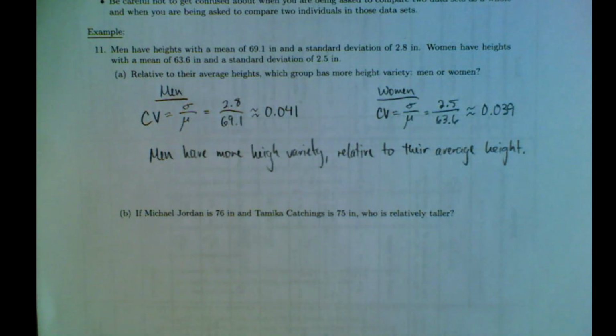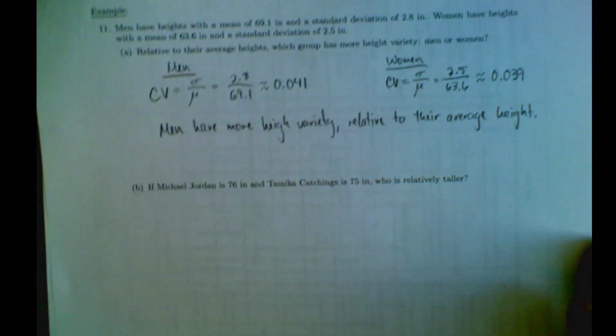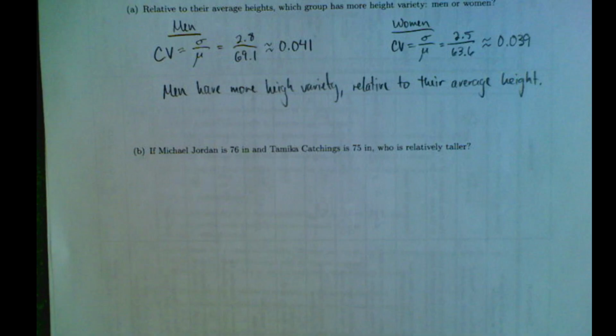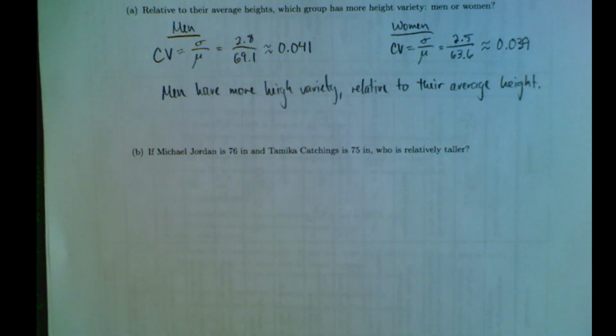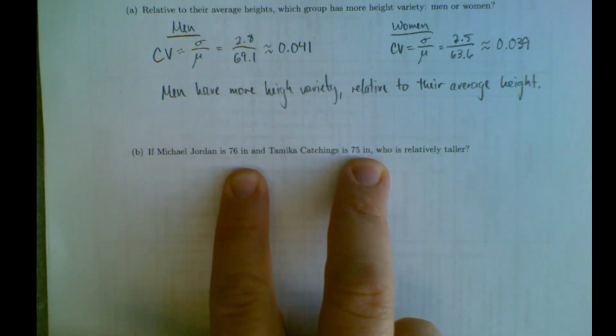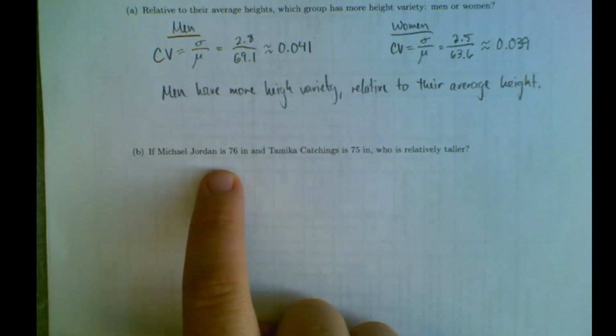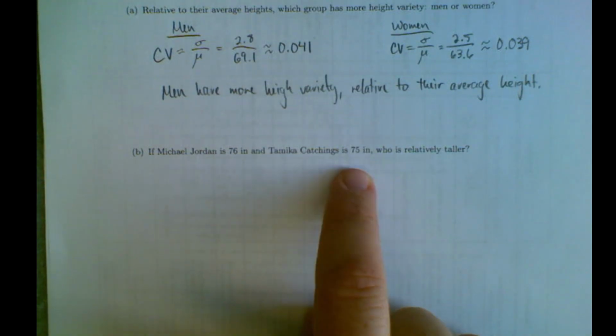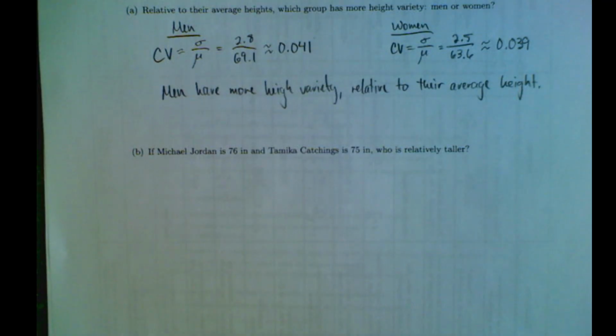Notice that in part A, we're comparing the groups in total, right? We're comparing all men versus all women. But now part B asks us about specific individuals. It says if Michael Jordan is 76 inches and Tamika Catchings is 75 inches, who is relatively taller? Clearly Michael Jordan is absolutely taller. He's an inch taller than Tamika Catchings. But the question is, does Michael Jordan's height among men exceed Tamika Catchings' height among women? To figure that out, we could either compare their percentile ranks, or we could compare their z-scores.